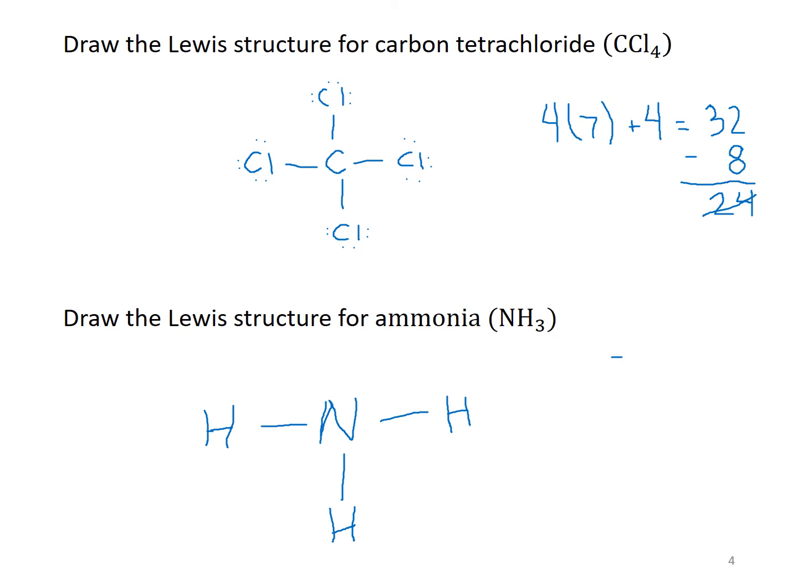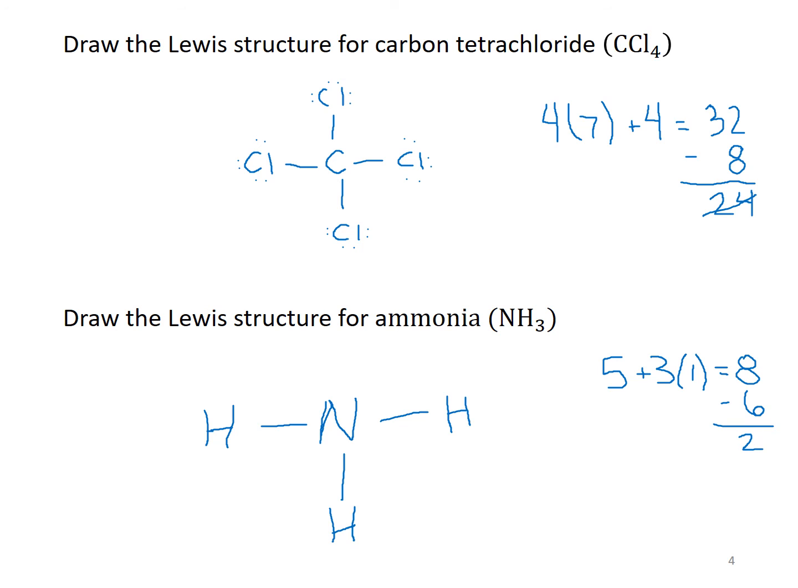Now we'll count up the valence electrons. We have 5 from nitrogen, and each hydrogen has 1, and there are 3 hydrogens, each of those has 1 electron. So we should have 8 total. We've already used 6 to connect everything together. So now we have 2 left over.